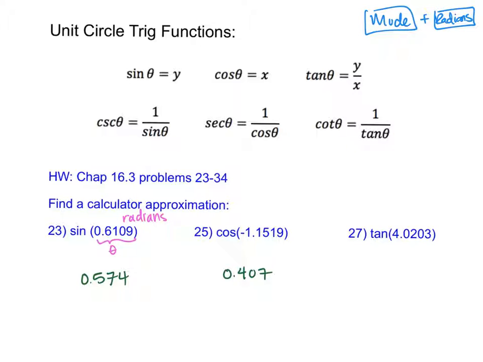Now, if you were to type in tangent 4.0203, you're going to get 1.206. And that's it. So these numbers here, I got them from just typing into the calculator. I just wanted to practice that with you guys today, and also get you used to seeing them not in radians with pi, but in decimals. And when you notice that they're in decimals, that's when you want to use the calculator.